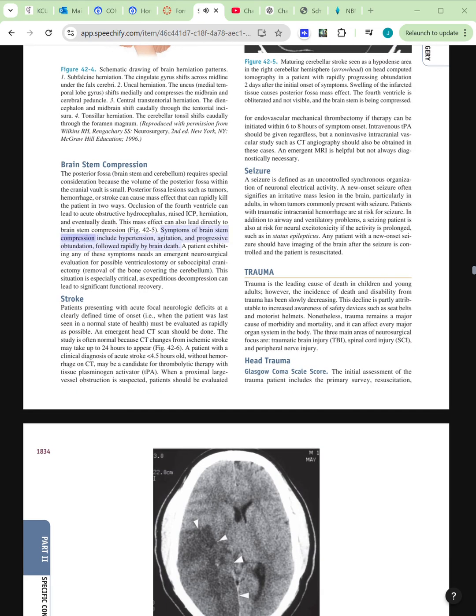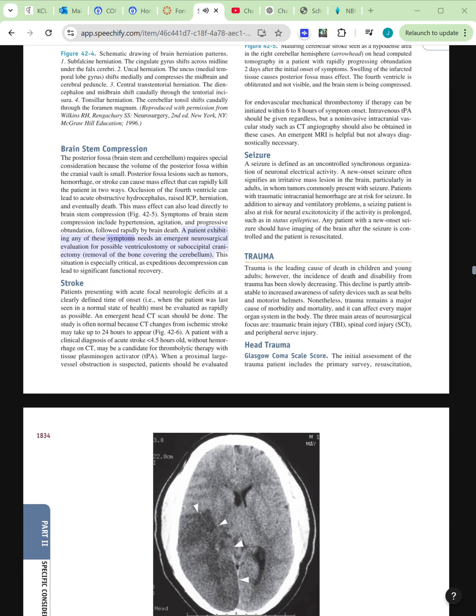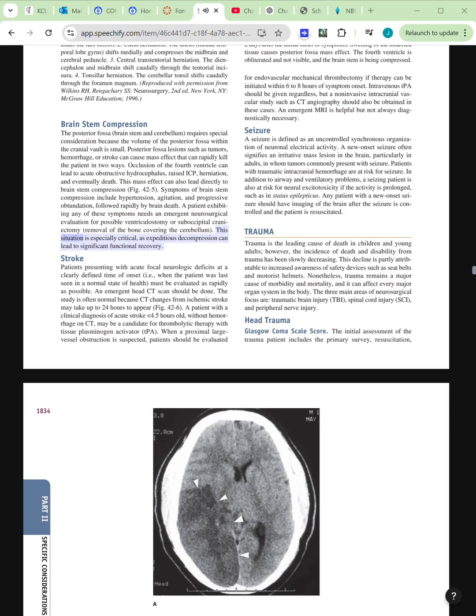Symptoms of brainstem compression include hypertension, agitation, and progressive obtundation, followed rapidly by brain death. A patient exhibiting any of these symptoms needs an emergent neurosurgical evaluation for possible ventriculostomy or suboccipital craniectomy. This situation is especially critical, as expeditious decompression can lead to significant functional recovery.